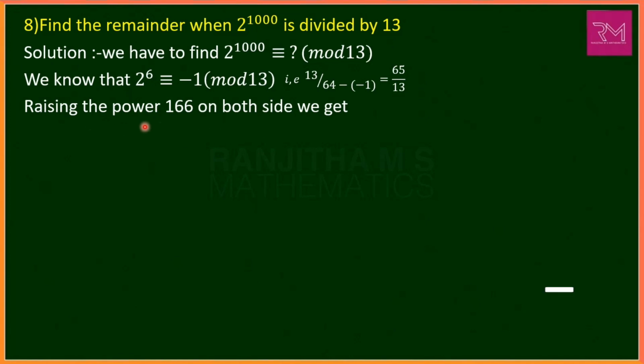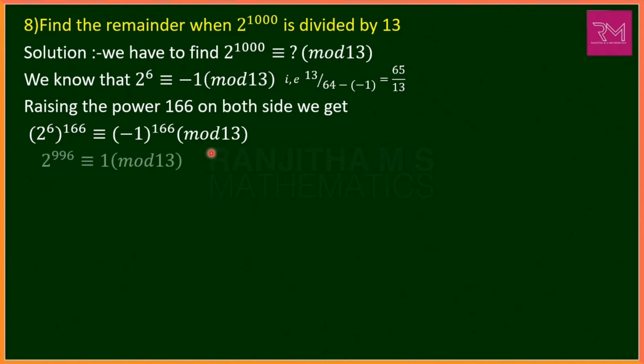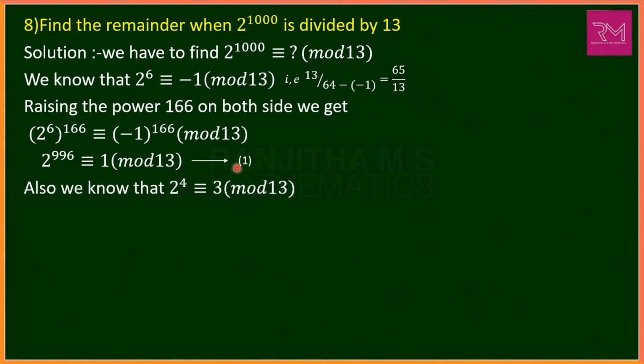Raising the power means you have to take values such that when we multiply that value with the given value, we get a value which is nearly equal to the power value. Here, raising the power of 166 on both sides, we get 2 power 6 into 166, which is congruent to minus 1 power 166 modulo 13. Here 2 power 6 into 166 is 996, which is congruent to 1 mod 13. Call this equation number 1.